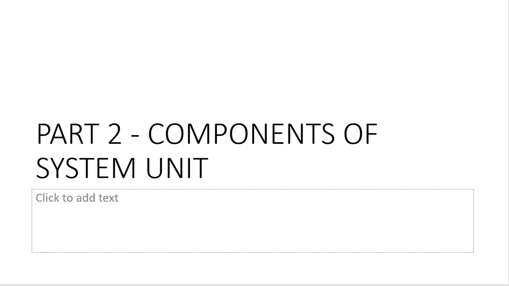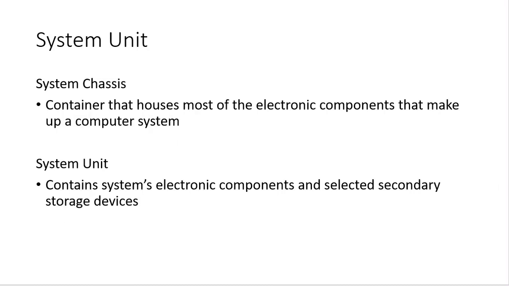Components of system unit. Okay, we are going to see about the system unit of a computer. So we have the system chassis, a container that houses most of the electronic components that make up a computer system. The system unit contains the system's electronic components and selected secondary storage devices. So we have system chassis and system unit.